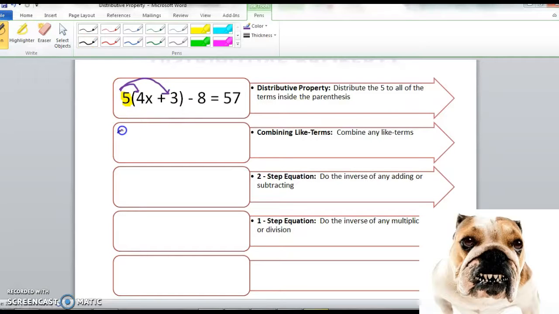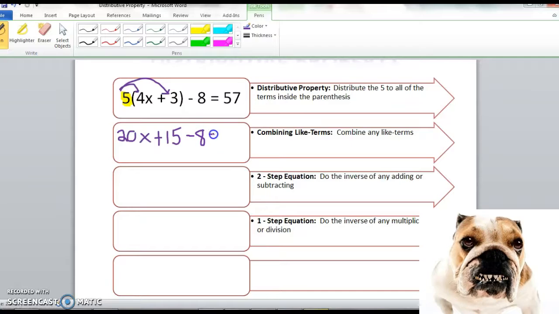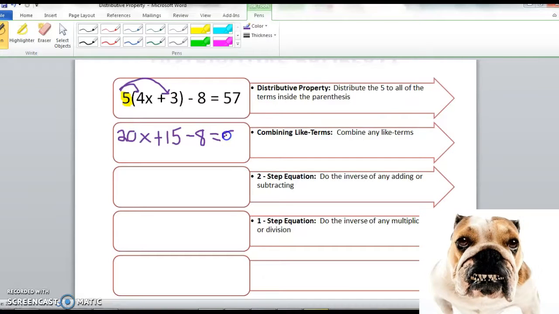5 times 4 is 20x. 5 times 3 is 15. And I'm going to bring down my minus 8, which equals 57. The difference between what we were doing before and now is that now we're setting the variable equal to something, so we can solve for it.